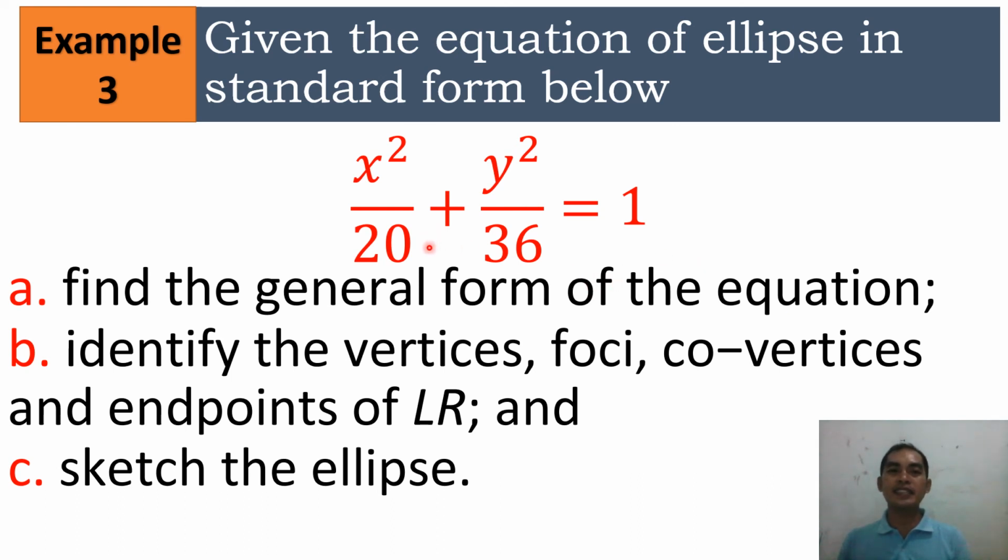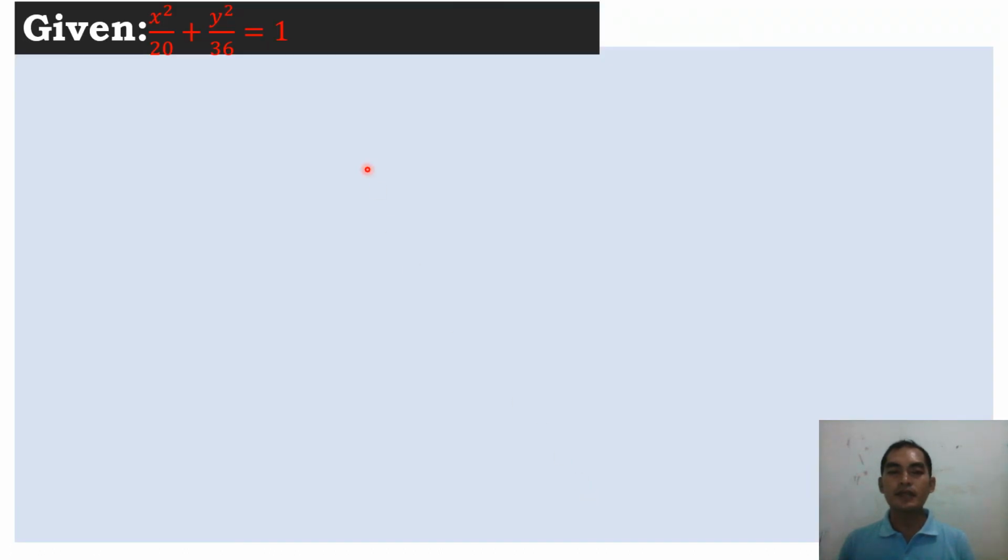Okay, last example. Ang given na equation ay standard. Now, you will find the general form, the center, the vertices, the foci, the co-vertices, the endpoints of the latus rectum, and sketch the graph. This is the given equation in standard form. So how to change this into general form?